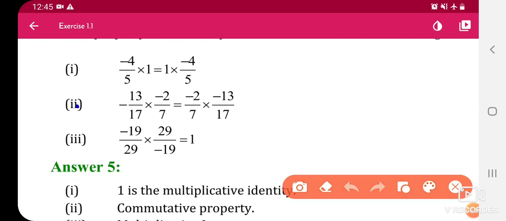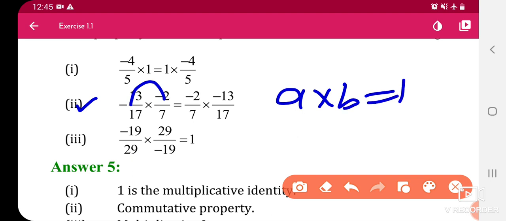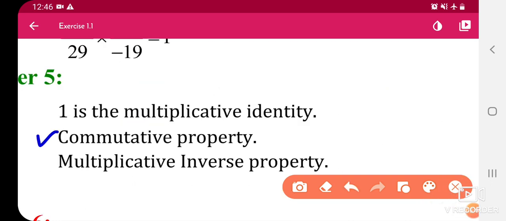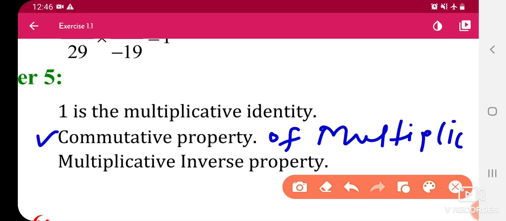In this question we can observe minus 13 upon 17 multiplied by minus 2 upon 7, and then minus 2 upon 7 multiplied by minus 13 upon 17, that means A multiply B and B multiply A. Here the places of the numbers are changed. The answer is the commutative property of multiplication. Here the commutative property of multiplication is used.